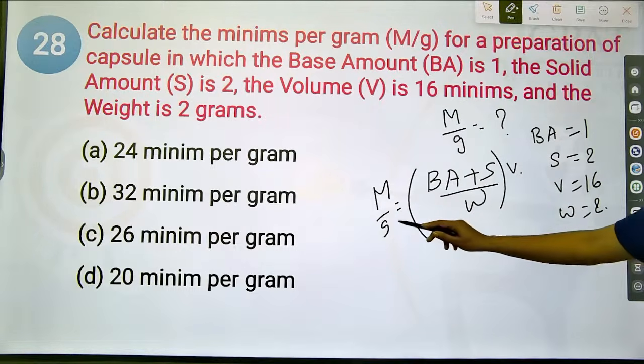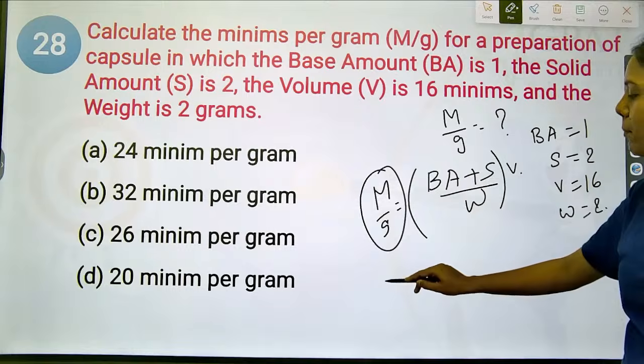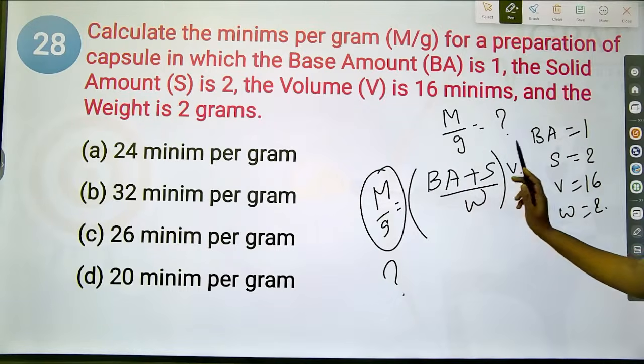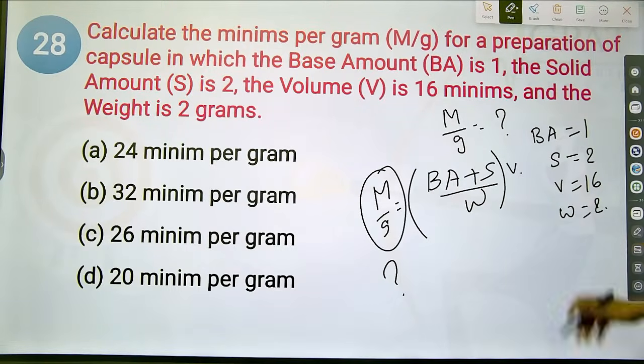So everything is given, you have to calculate the whole minims per gram. Base adsorption is given, S is given, W is given, and V is given. Can you solve this? 28. I think you have solved. A is the right answer. Very good, all of you.